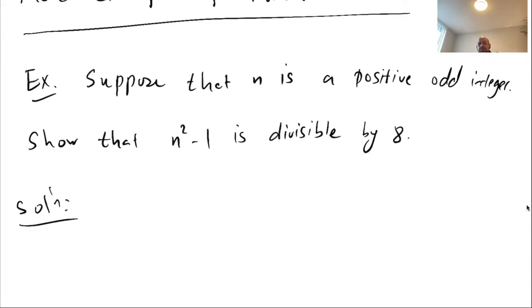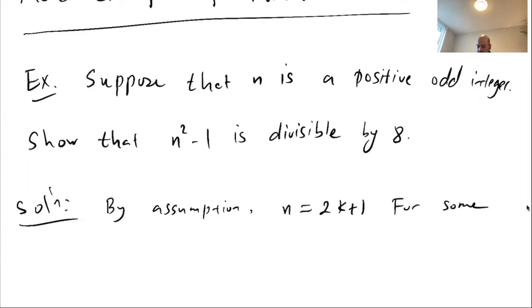Well, our only assumption about n is that n is a positive odd integer. And how can I write a positive odd integer in mathematics? So by assumption, we can write n equals 2k plus 1 for some non-negative integer k.